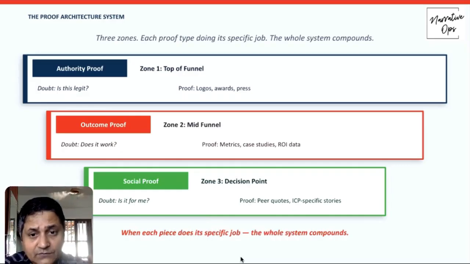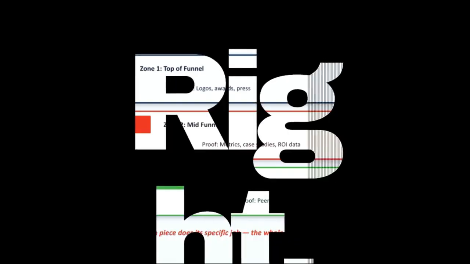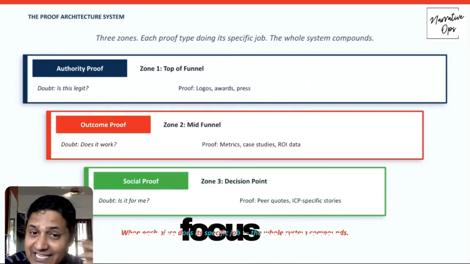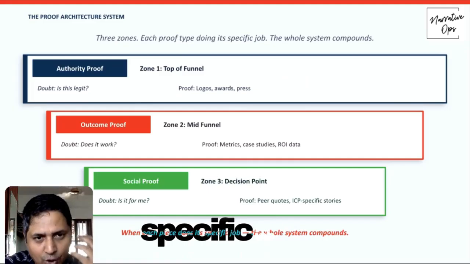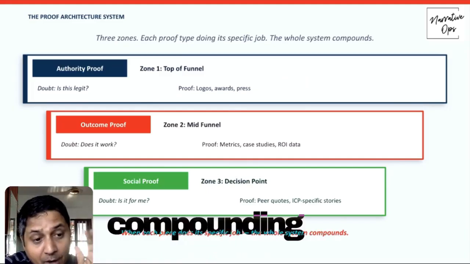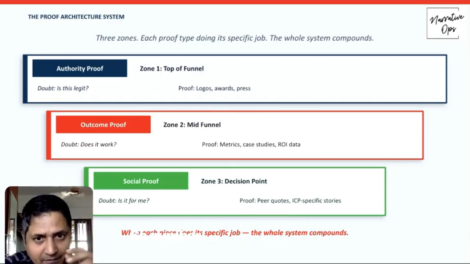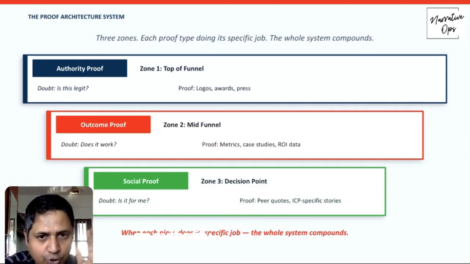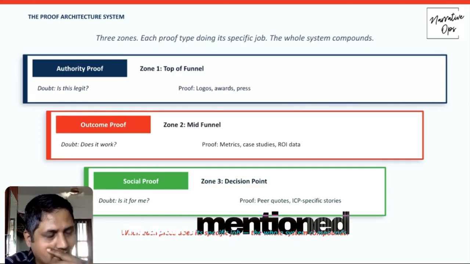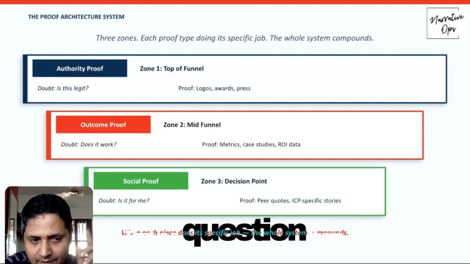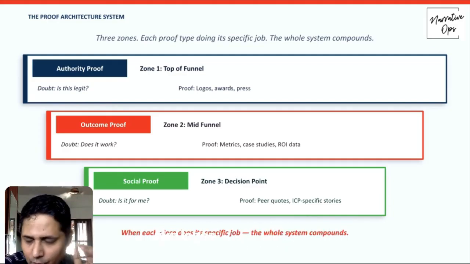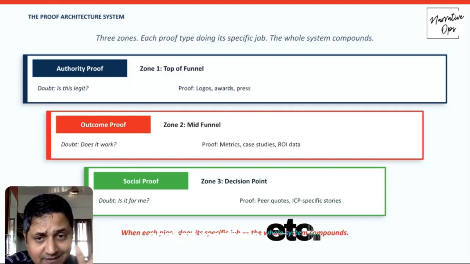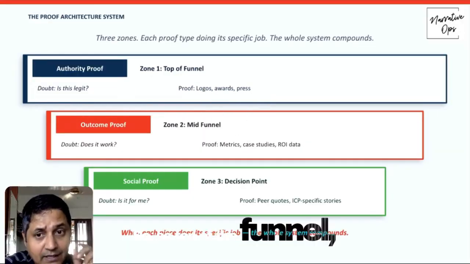Moving on. Proof architecture system. What is that? There are three zones you need to focus on, and each proof type will do a specific job, and this whole system will have a compounding effect on your conversion. Zone one is top of the funnel, where you focus totally on authority proof. The doubt I mentioned a couple of times: is this legit? That is the question there. So you will use proofs like logos, awards, press mentions, analyst mentions, etc. So top of the funnel, authority proof.